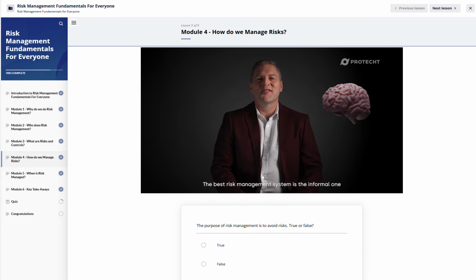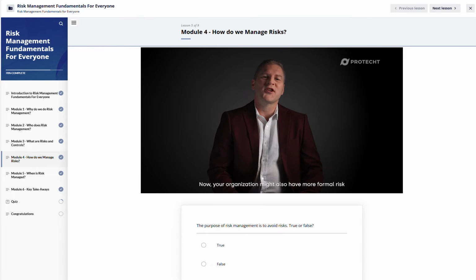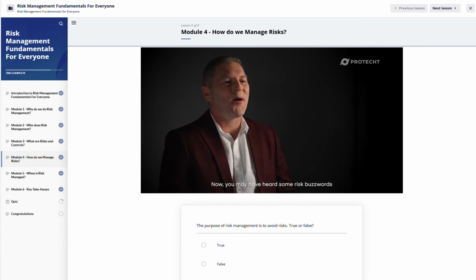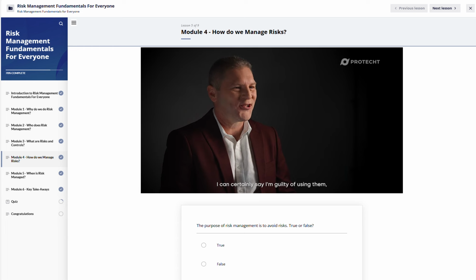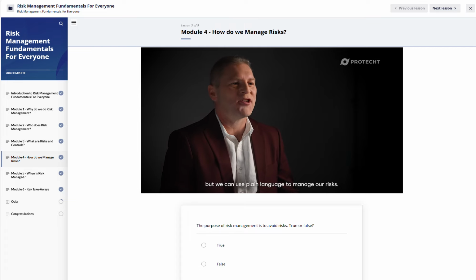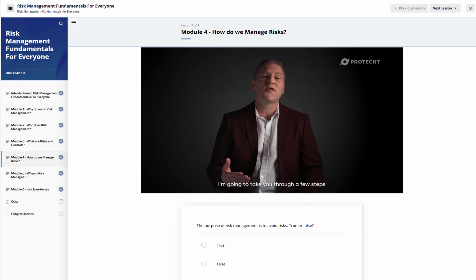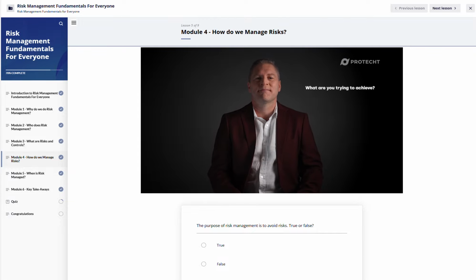The best risk management system is the informal one that's between your ears. Now, your organisation might also have more formal risk management processes, but it follows many of the same concepts and processes. Now, you may have heard some risk buzzwords in your organisation. As a risk manager, I can certainly say I'm guilty of using them. But we can use plain language to manage our risks. And these are the things that you would do every day. I'm going to take you through a few steps in plain language that you would use to manage risks.